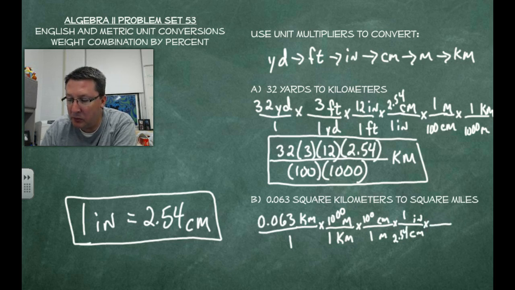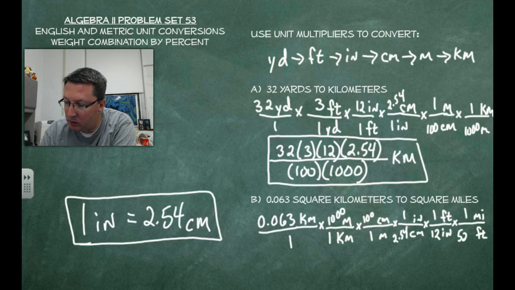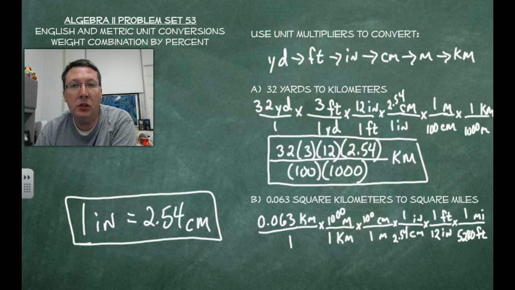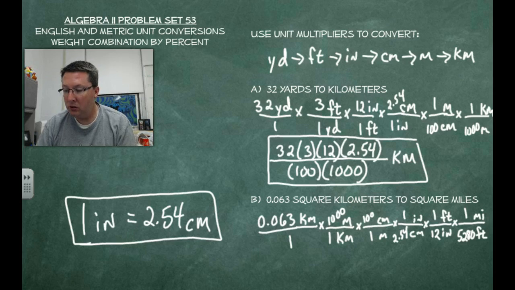We got 2 more steps. We need to go inches to feet. So inches cancel, go to feet. 1 foot is equal to 12 inches. And my last step, to get to miles, feet need to cancel, go to miles, and 1 mile is equal to 5,280 feet.